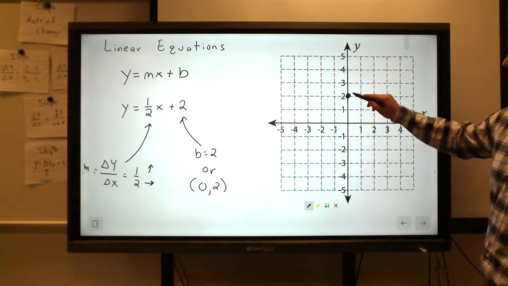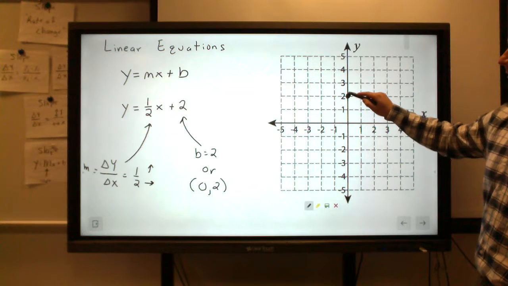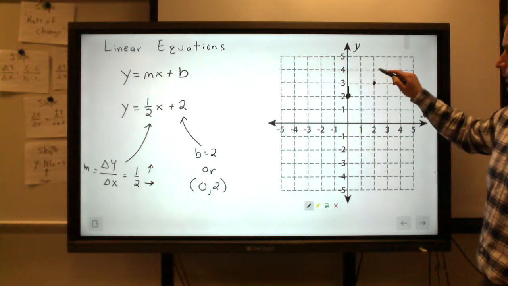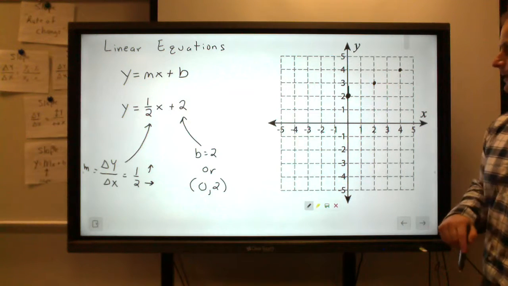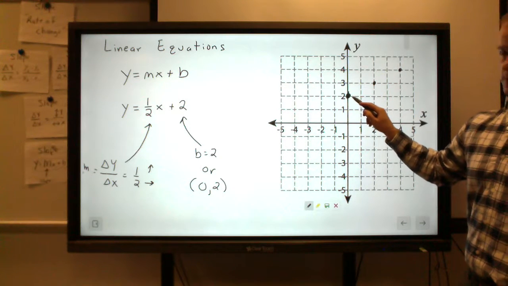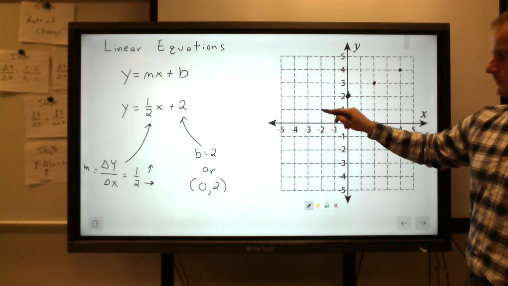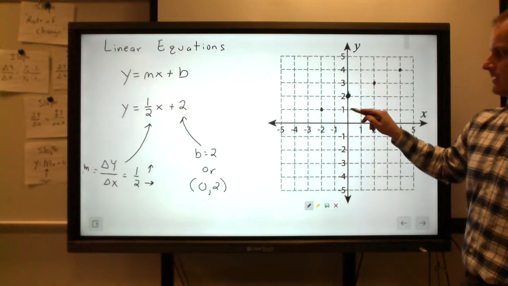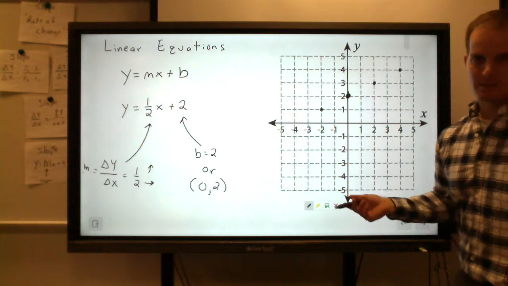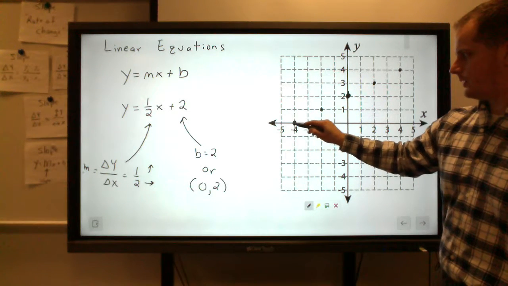So what we can do is we plot our 0, 2, and then we use the slope to plot other points. So up 1 over 2, another point, up 1 over 2, and continue that pattern. If you wanted to, you could also go in the reverse. So instead of going up 1 and to the right 2, you can go down 1 and to the left 2. And that's basically like saying -1 by -2. And again, -1 divided by -2 is 1/2. And you can continue the pattern all the way through.